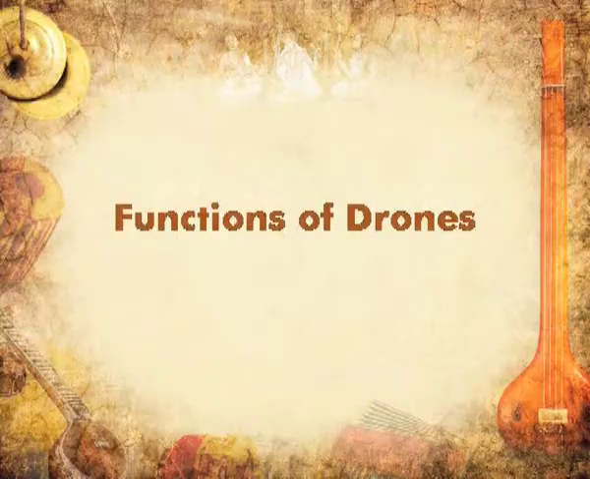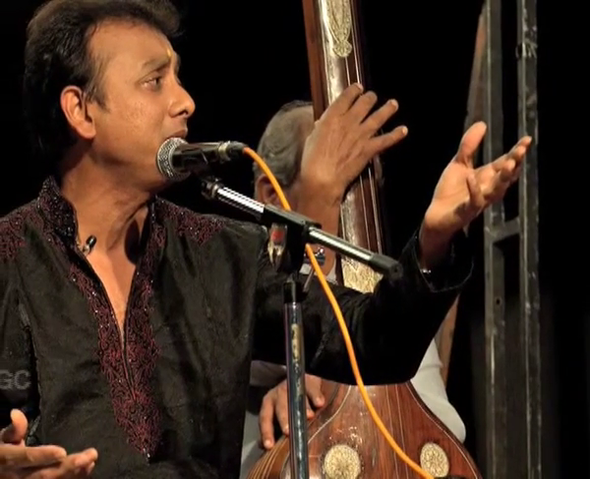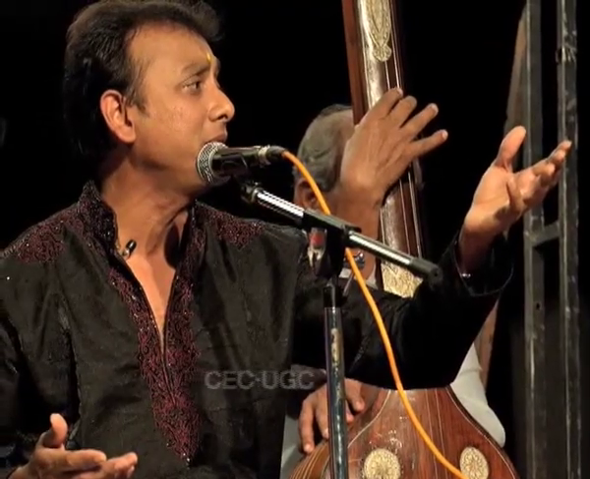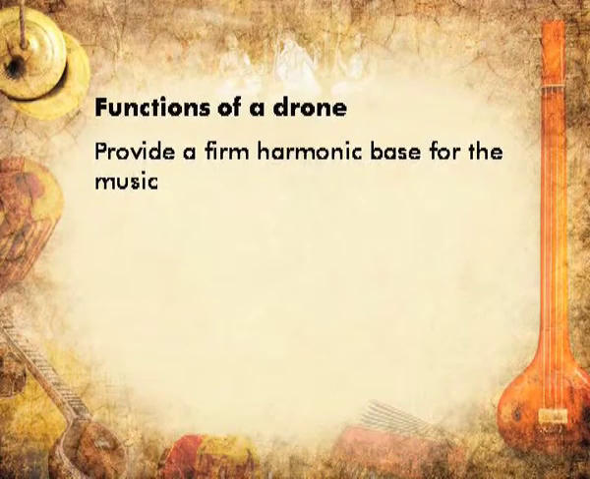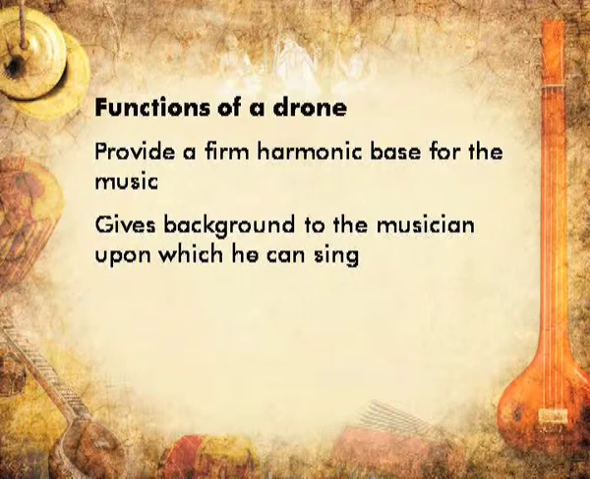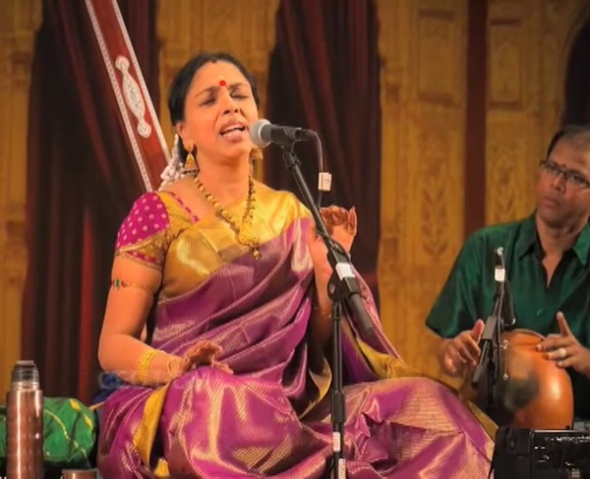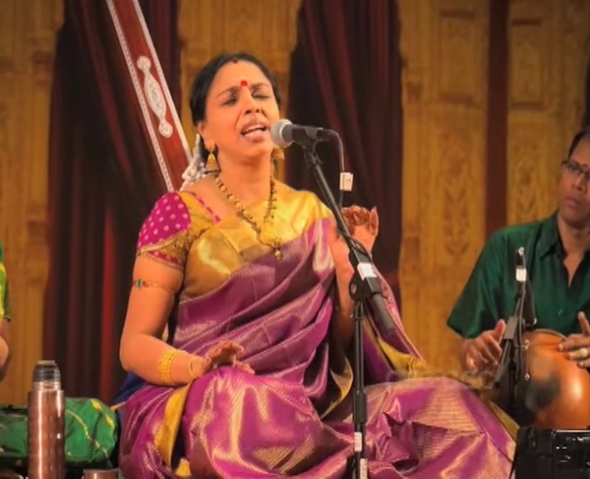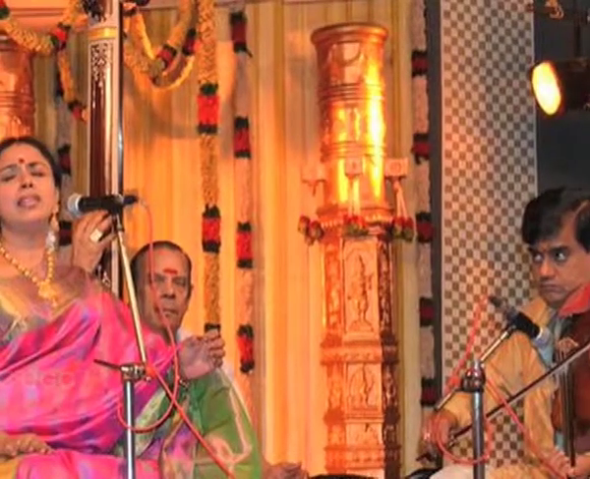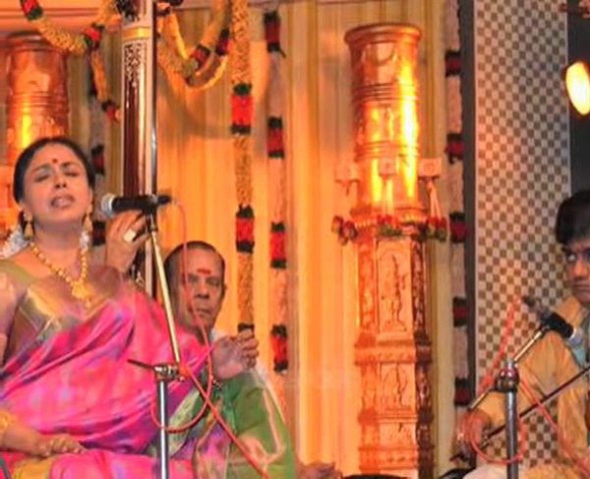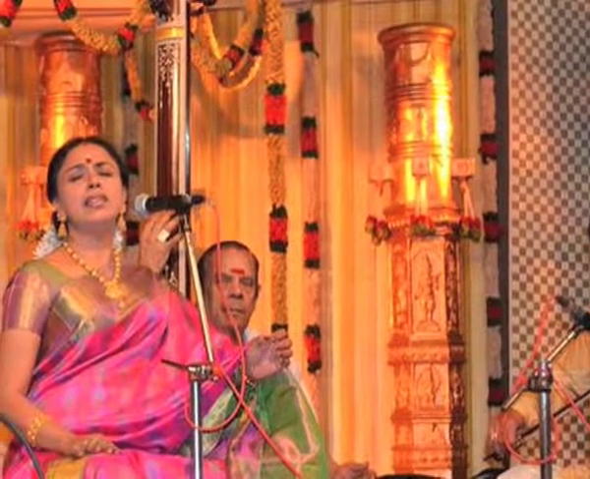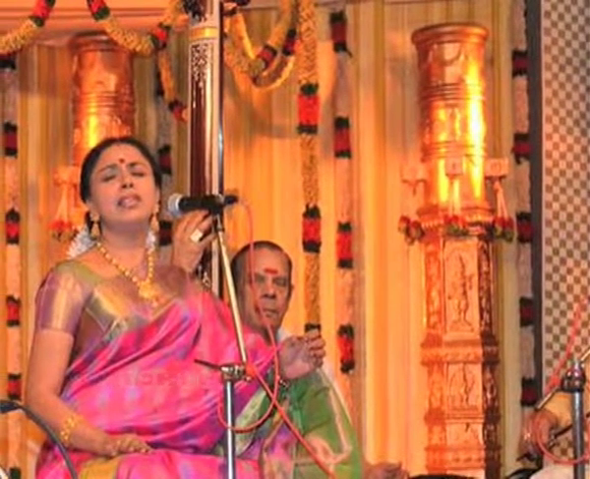Functions of a drone. Regardless of what provides the drone, it serves a vital function. The function of a drone is to provide a firm harmonic base for the music. It frames the music, giving the musician a background of uniform sound upon which he can sing or play. It creates an ambient quietness and facilitates balanced singing by keeping the musician in tone throughout the performance. It intones the tonal center by maintaining a pitch reference. It adds a harmonic element to the music.